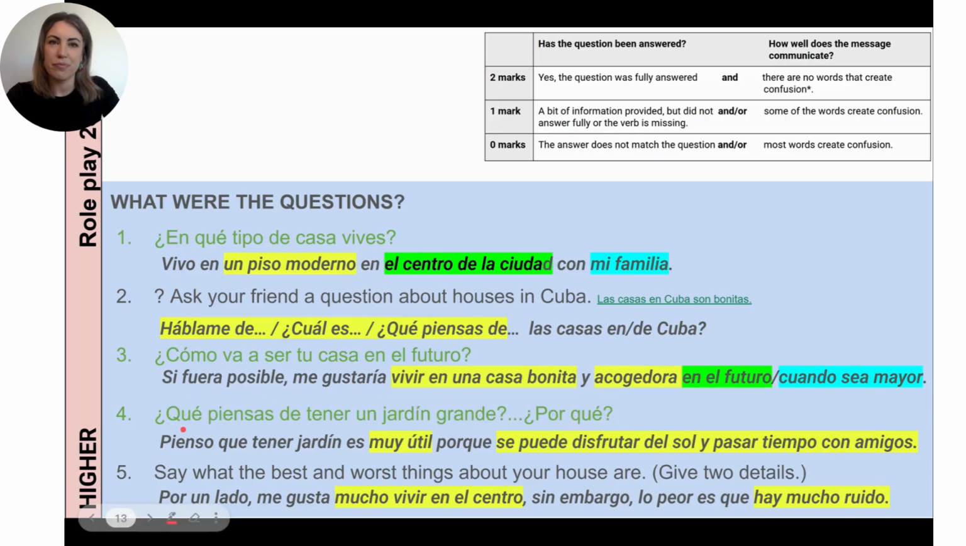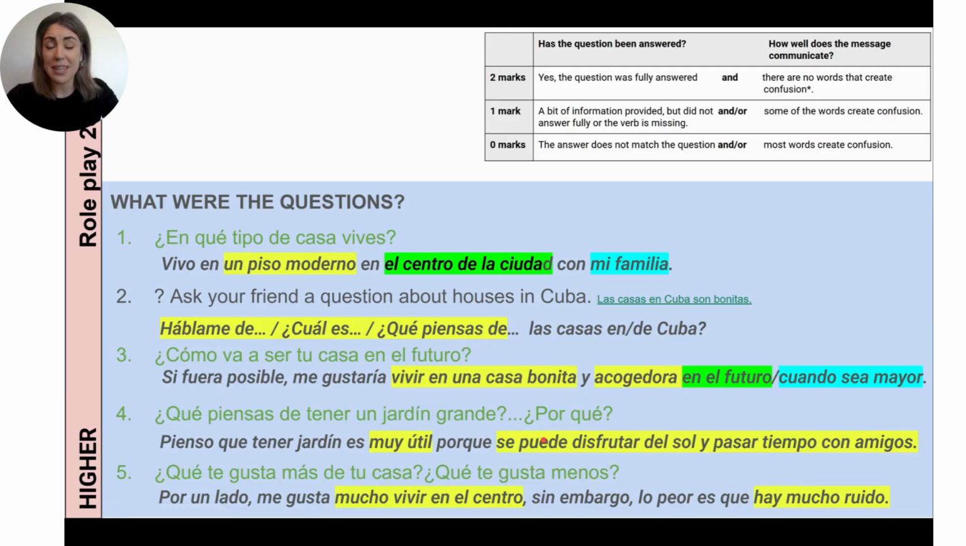Número 4, ¿qué piensas de tener un jardín grande? ¿Por qué? ¿Qué piensas means what do you think? Y número 5, ¿qué te gusta más de tu casa? ¿Qué te gusta menos? Okay, so por un lado me gusta, we could have said, lo que más me gusta es, lo que menos me gusta es. But I showed you a different structure today to use. Vale? So hopefully this is helpful and you enjoyed it.